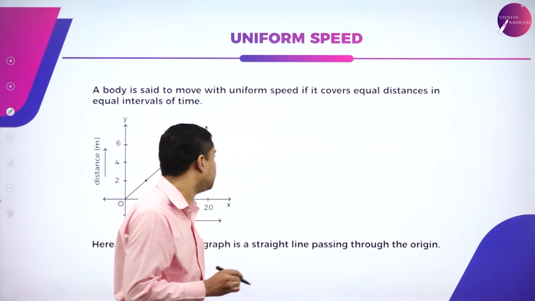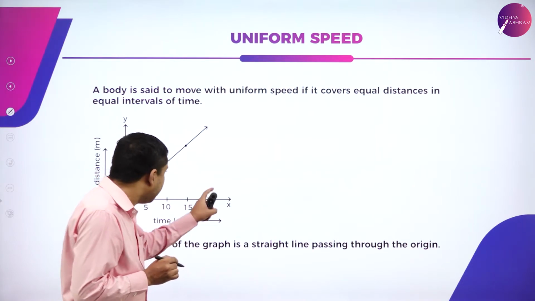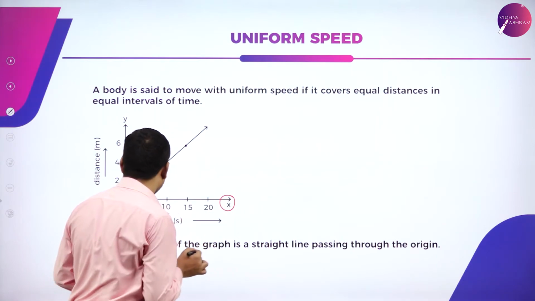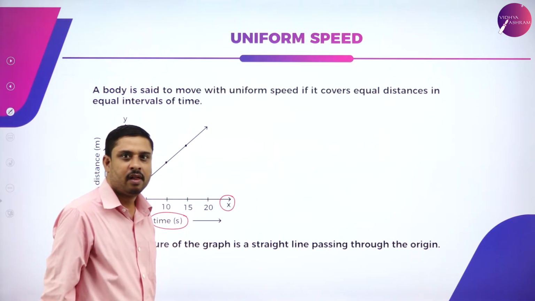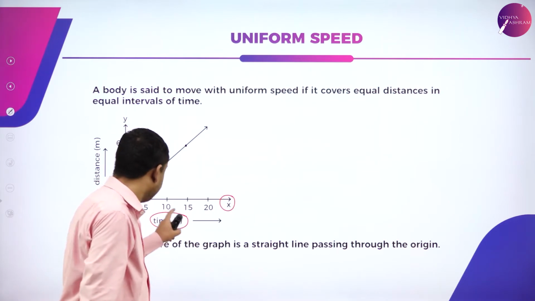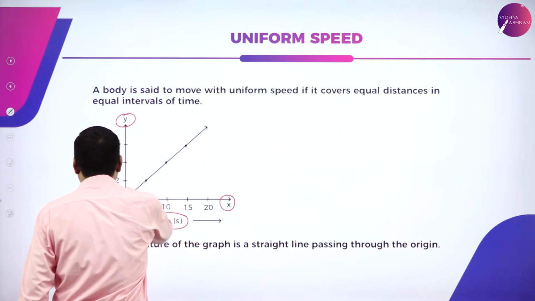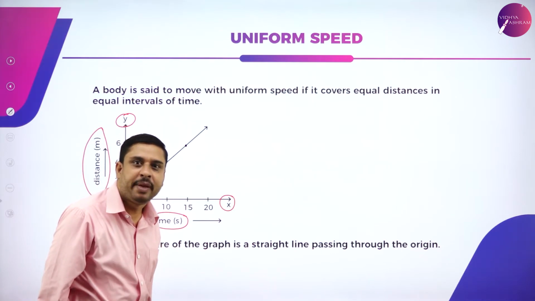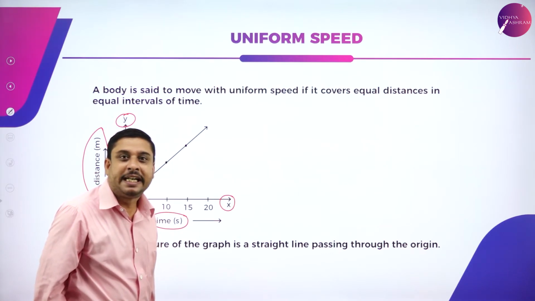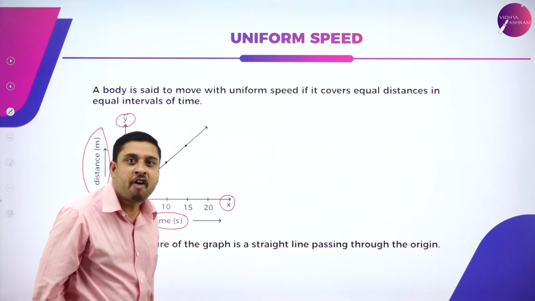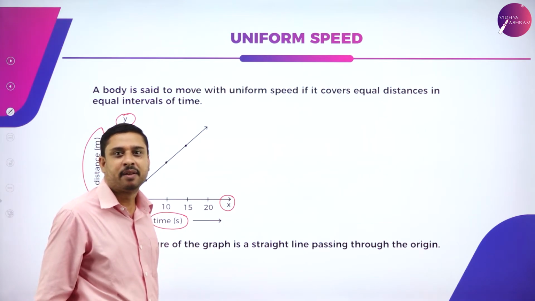Uniform speed. Observe. Now, I have a graph where along the x-axis I have plotted time in seconds, and along the y-axis, distance traveled in meters. And this graph describes the nature of motion with respect to the speed of a moving body.